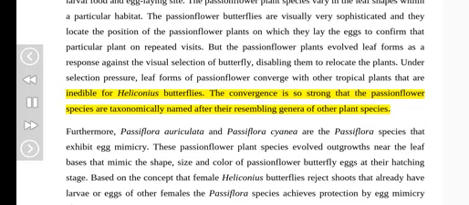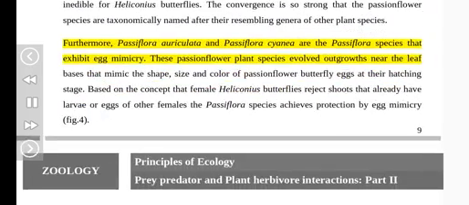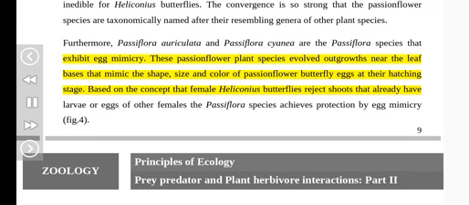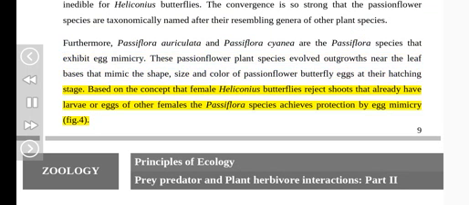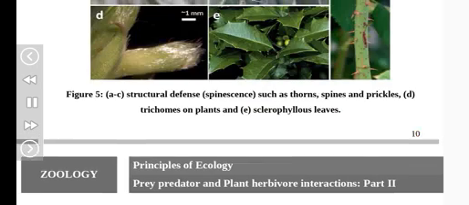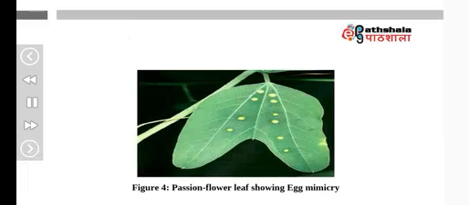Furthermore, Passiflora auriculata and Passiflora cyanea are the Passiflora species that exhibit egg mimicry. These passion flower plant species evolved outgrowths near the leaf bases that mimic the shape, size and color of passion flower butterfly eggs at their hatching stage. Based on the concept that female Heliconius butterflies reject shoots that already have larvae or eggs of other females, the Passiflora species achieves protection by egg mimicry. Figure 4. Passion flower leaf showing egg mimicry.